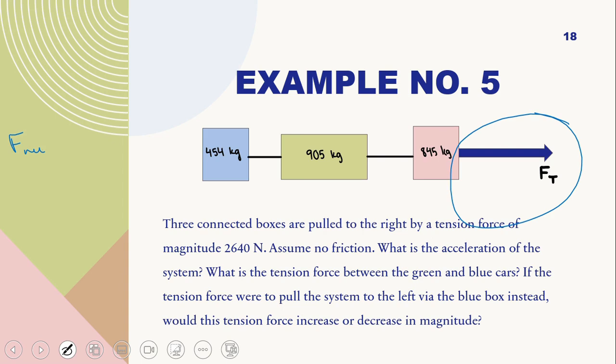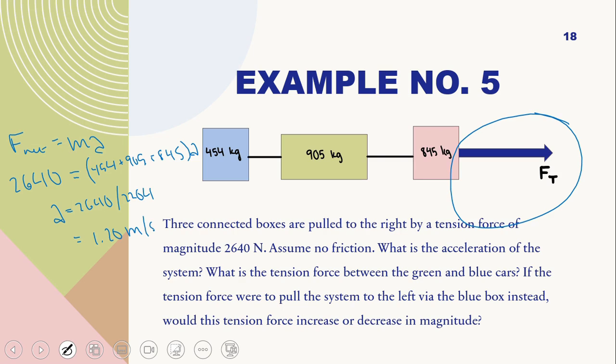We have F net equals ma. F net is 2,640, and that's going to equal the masses of the 3 boxes added together, so 454 plus 905 plus 845 times a. And when you math this all out, you get 2,640 divided by 2,204, which gives you 1.20 meters per second squared. So there's our acceleration. Okay, so next we have to find the tension force between the blue and green cars.